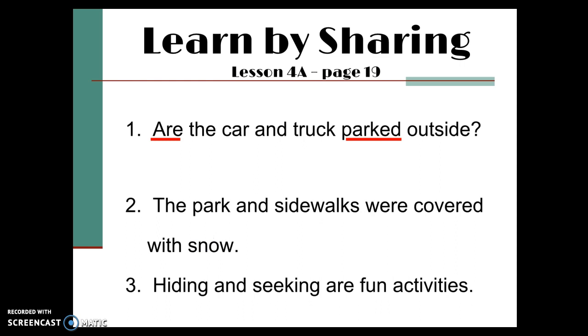The car and truck are parked outside. I don't see an imposter. I see outside, but it's not followed by a noun, so it can't be a prepositional phrase. So I'm looking for any verbs. Verbs that were helping verbs that we memorized, verbs that were linking verbs that we memorized, or action. And I see are and parked. Parked is the main verb. I look and ask myself, is it action or linking? And it's action. That means are has to be helping it along. So now I ask myself, who or what are parked outside? And I see 2 subjects, the car and truck are parked outside.